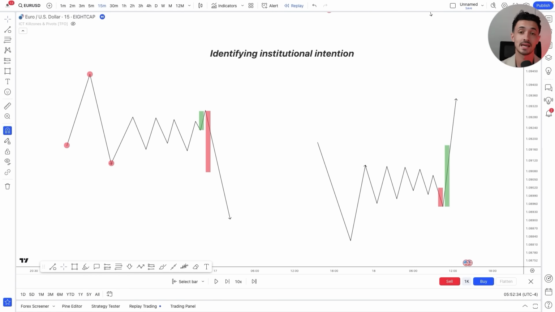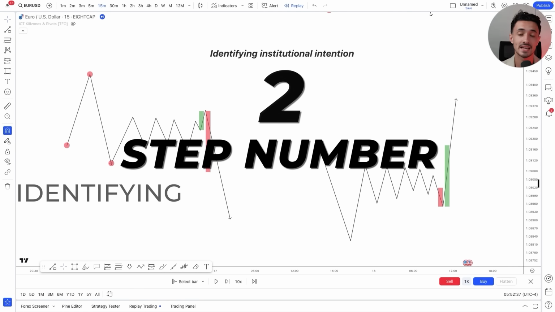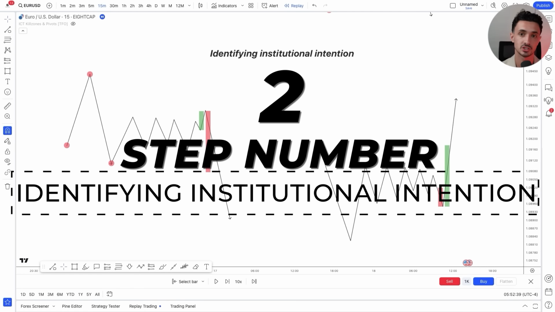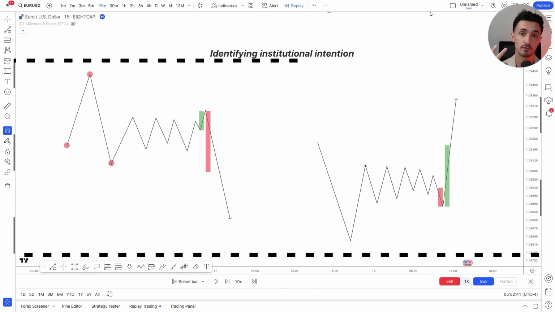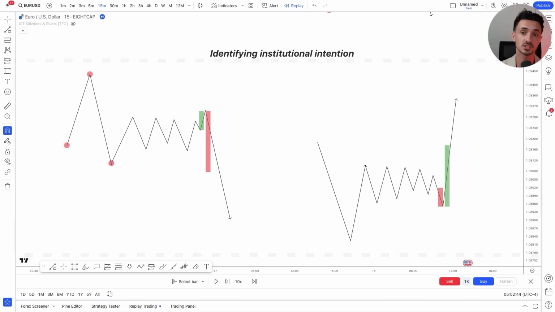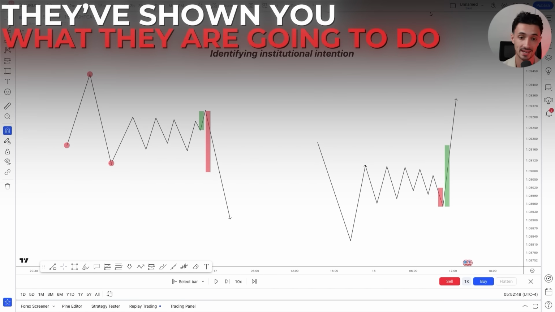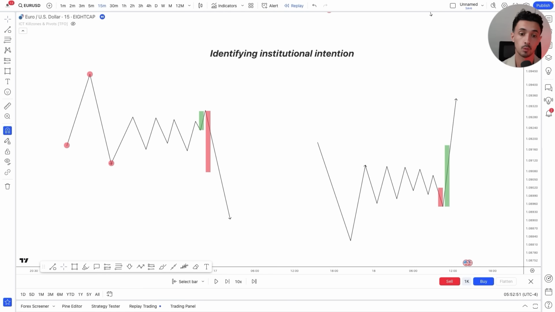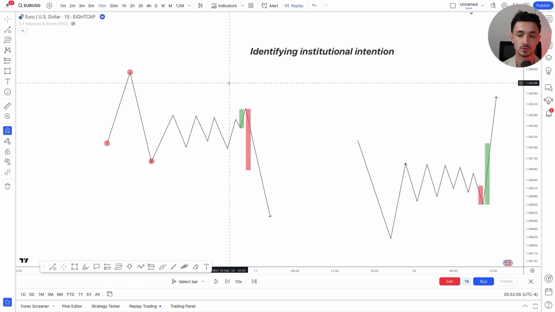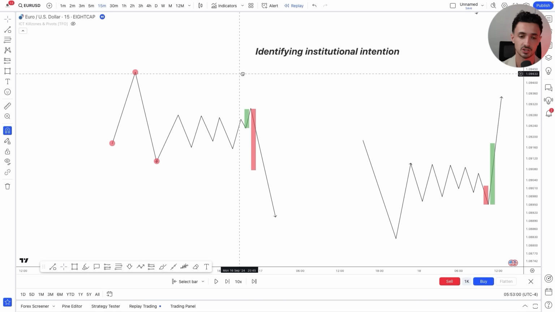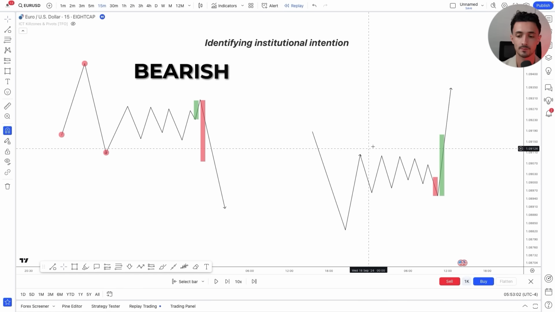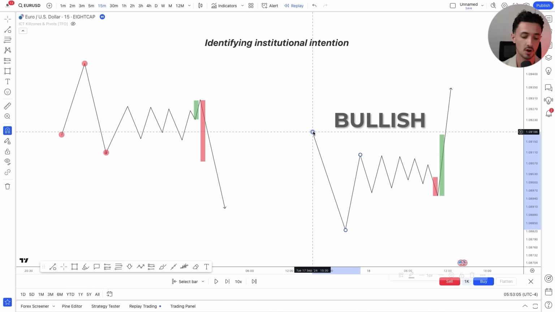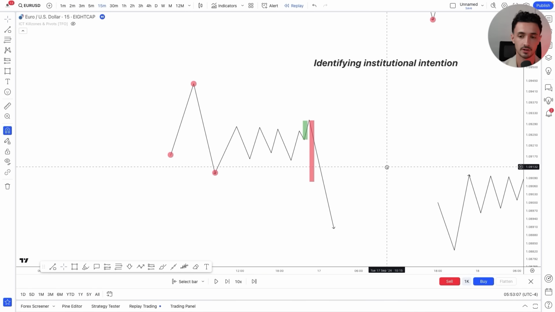Now, in this step, we're going to be understanding and identifying institutional intention. These are areas of price where large institutions have shown you their hand. They've shown you what they are going to do next. So what we want to do is identify that level. We're going to use what we learned in the first phase of market structure and combine it with institutional intention. So we have a bearish scenario and a bullish scenario.